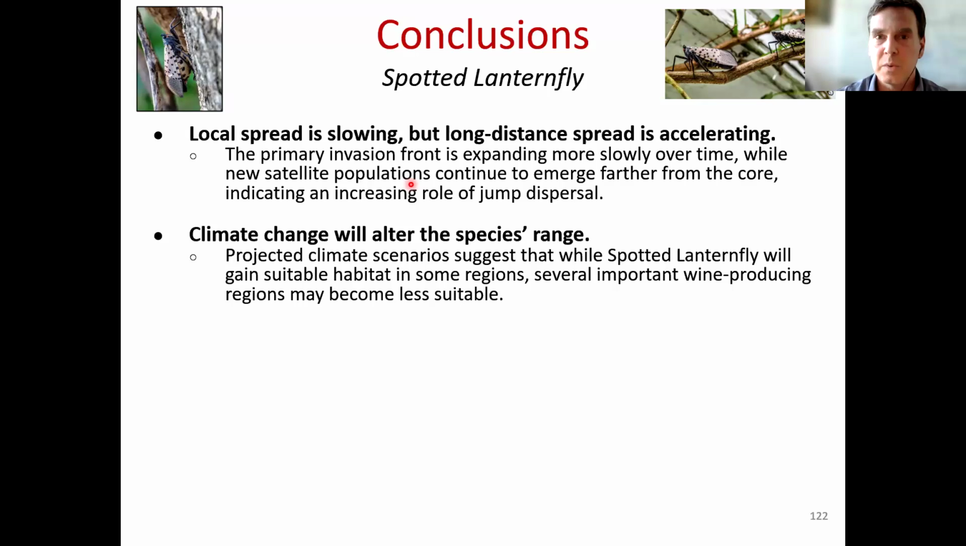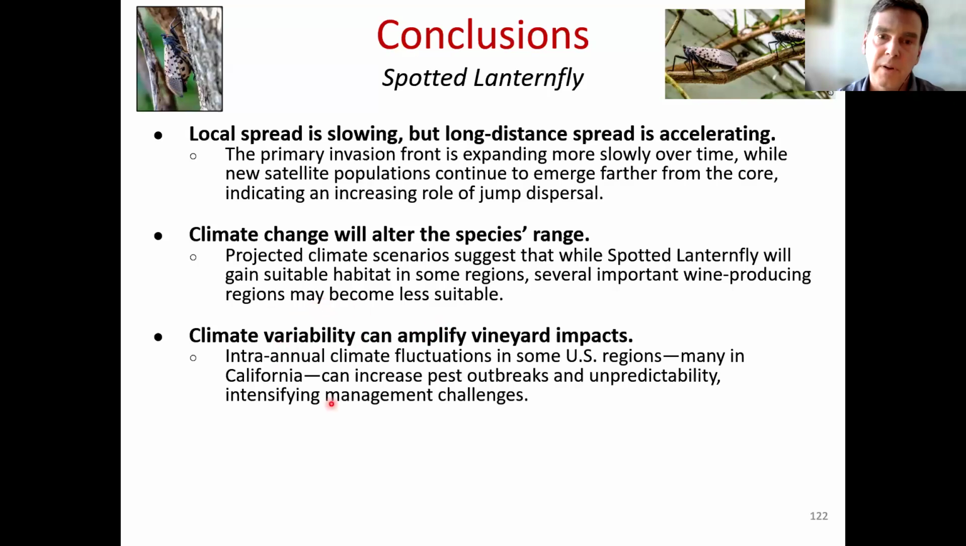And then climate change will likely alter the species range as well. We're looking at these projected climate scenarios. And while lanternfly will gain in suitable habitat, especially in the United States and some regions, there are a lot of important wine producing regions that are probably going to become less suitable. But again, like I said before, those wine regions might also be less suitable for growing grape itself, not just for having lanternfly. And then climatic variability can amplify those impacts to vineyards.